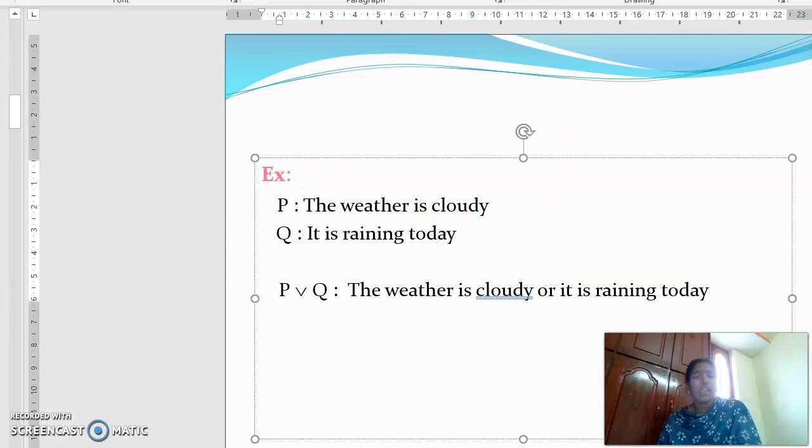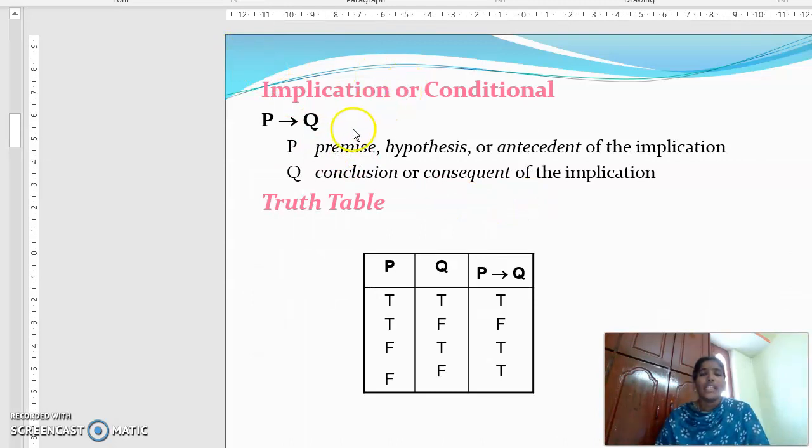And next we will see the next connective, that is nothing but the implication. So the next connective is implication or conditional statement. This is nothing but if P then Q. So here P is called the premise, hypothesis or antecedent of the implication, and Q is nothing but the conclusion or consequent of the implication. That means if P then Q. If P is available then Q will come. P is the input and Q is the output.